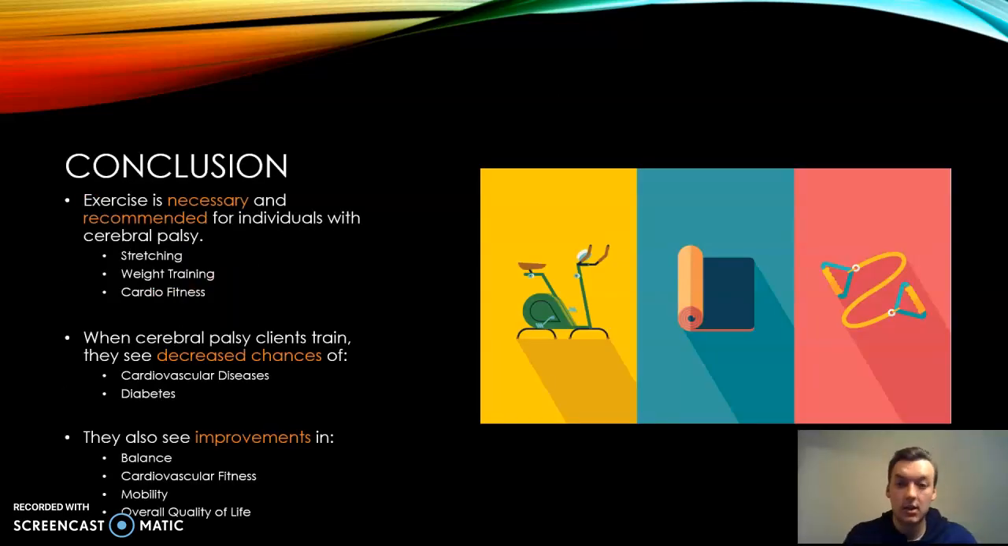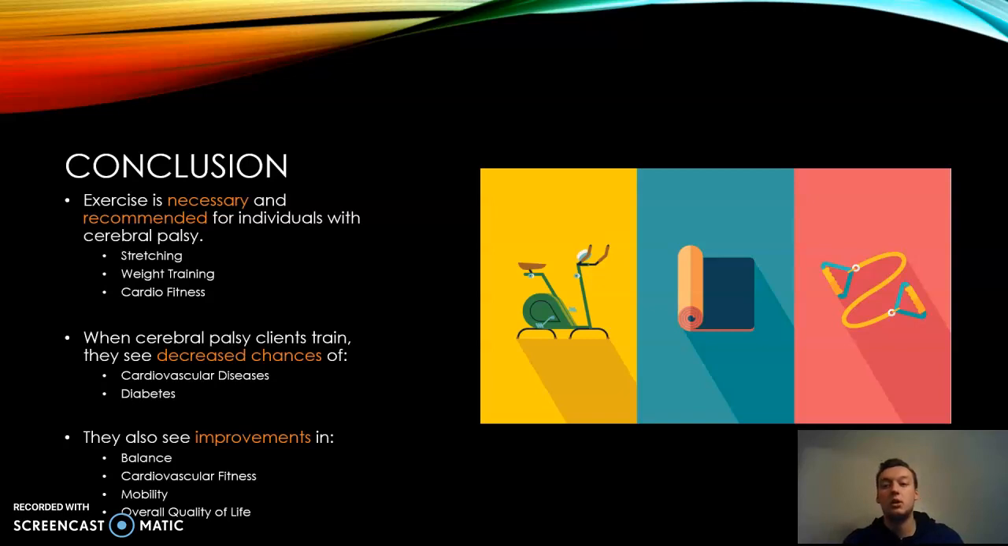Overall, exercise is necessary and it's required for individuals with cerebral palsy. So this includes cardio, stretching, and weight training, because they benefit from each of those things. So when clients are training with those 3 things, there are decreased chances of chronic issues like cardiovascular disease and even diabetes.